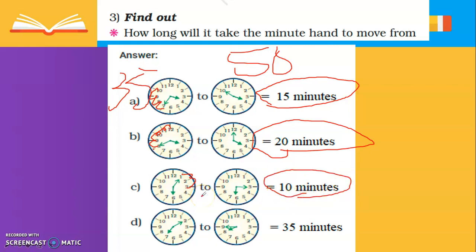What about this? From 7:10 till 7:45. So start calculating 5, 10, 15, 20, 25, 30 and 35. So we have 35 minutes that pass from 7:10 to 7:45.